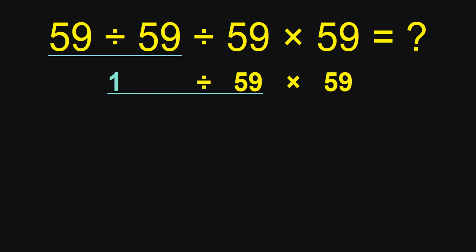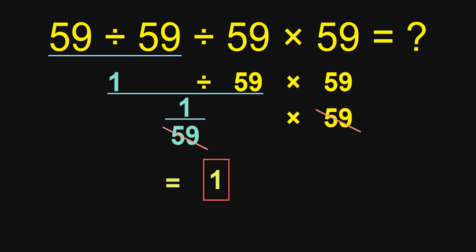1 divided by 59, which can be written as 1 over 59 times 59. Now we can easily cancel this 59 and this 59, which equals 1. So our final answer for this problem is just 1.